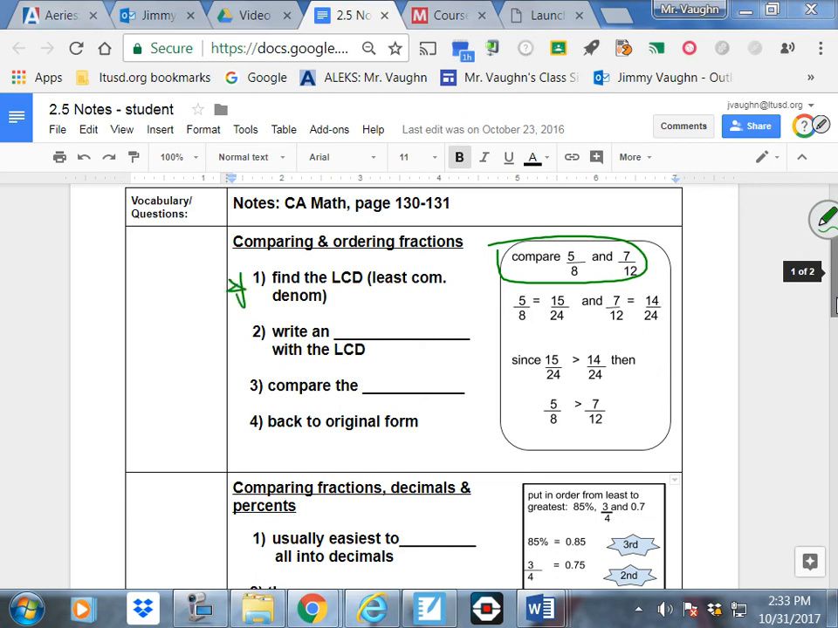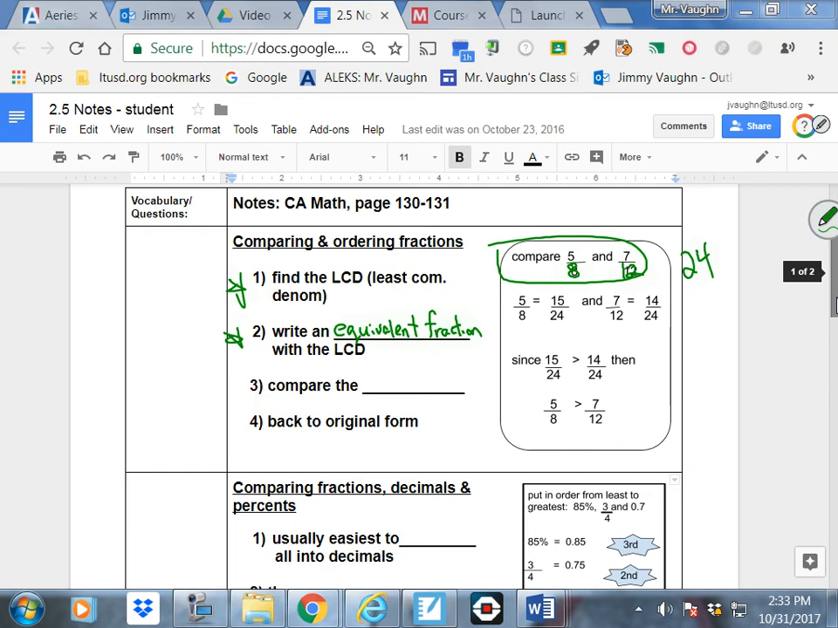Step 1, find the least common denominator. The denominators are 8 and 12. The least common denominator, the smallest number both of those can go into, is 24. So step 2 is to write an equivalent fraction with that least common denominator.